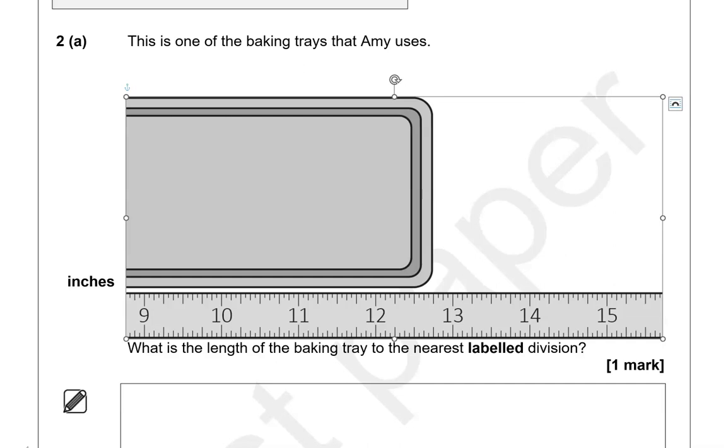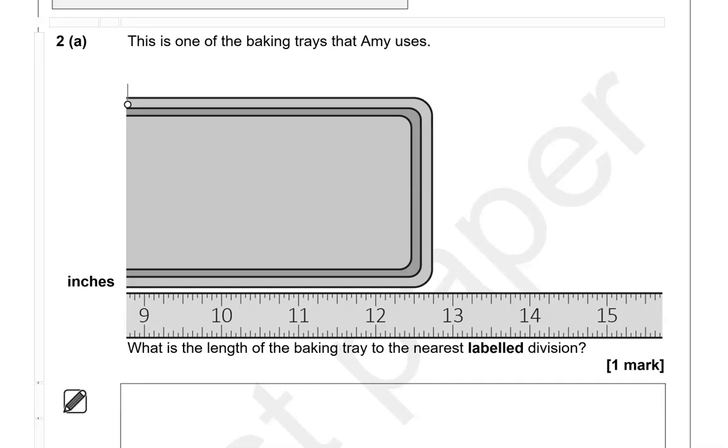What is the length of the baking tray to the nearest labelled division? So labelled divisions are these divisions where we've got the numbers given to us, like 13, 12, 11, 14, 15 and so on. Whereas unlabelled divisions are these divisions where we haven't got numbers on, these little ones. So the tray, as you can see, is in between 12 and 13, and it's definitely closer to 13. So 13 inches.